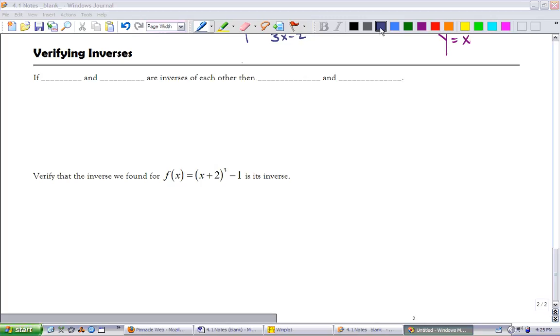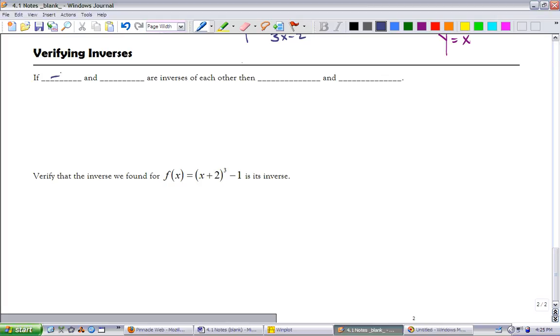Okay, last thing we're doing is verifying inverses. A function and its inverse have a kind of unique property that if f and its inverse are truly inverses of each other, then the composition of f with its inverse of x will equal x, or the composition of f's inverse with f itself will equal x.